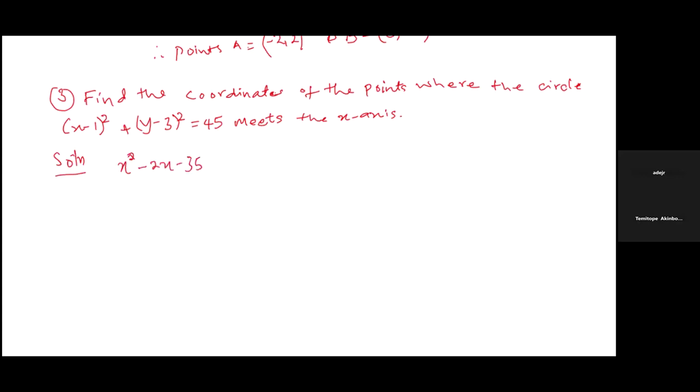Because if you are told that the circle meets the x-axis, what does that mean? It means that y is 0 at that point. So we substitute 0 for y. Very good. So we move on and solve this. So x equals 7, x equals minus 5. x equals minus 5 or 7. Yeah, that's good. Yes, sir. Correct. That's good.